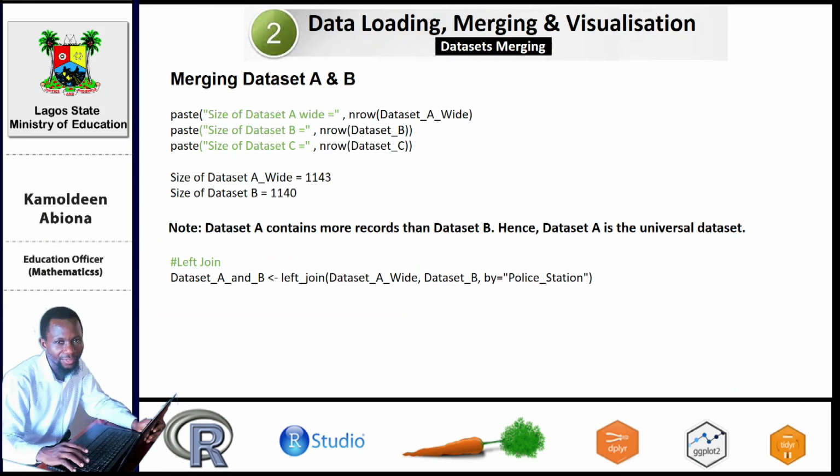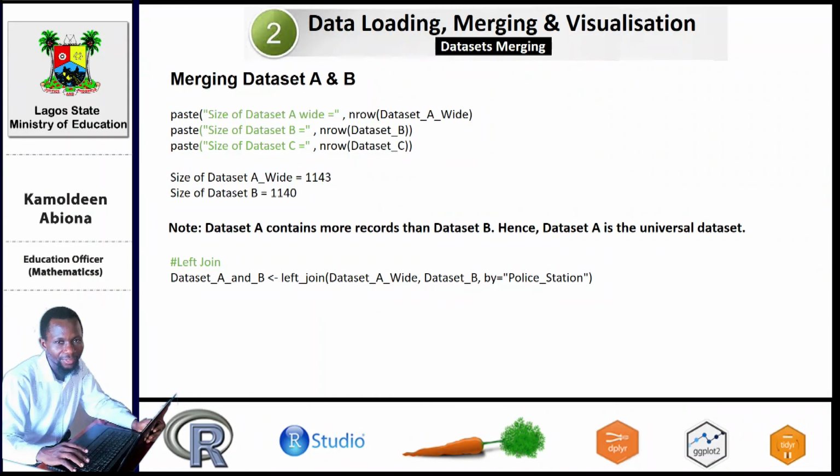dataset B will be at the right-hand side for the join. So we have left join dataset A, dataset B. We want to join them by police station, because police station is common to both of them. So we're going to join based on the police station name. And that is what we have there.